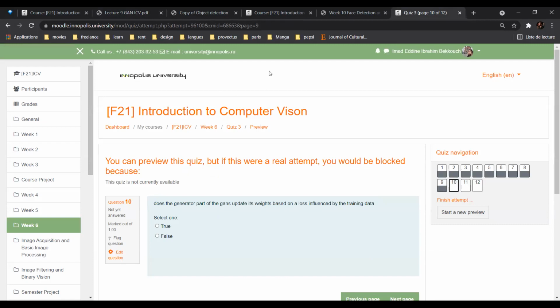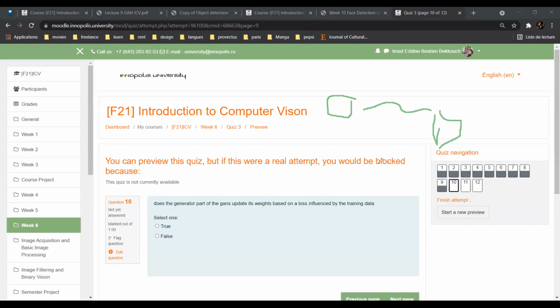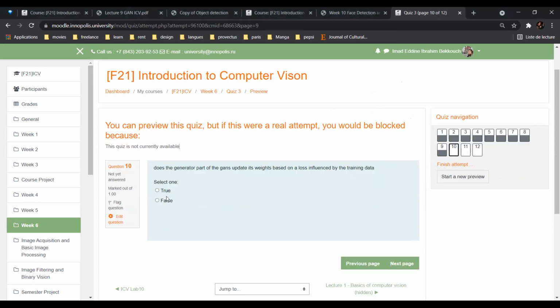So we clearly see from the architecture that the training data is only going through the discriminator, and the generator is here, never ever interacting with the training data. So it does not come here. It only goes to the discriminator, and the generator sends stuff to the discriminator. But there is never a connection between the training data and the generator. So this is false, sorry.